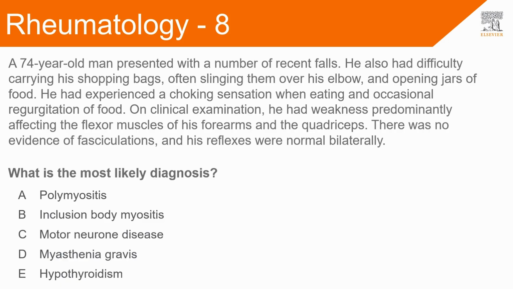We're going to give you 3 more seconds. Have a think, have a consider about this 74-year-old man that's got lots of falls. He's got issues with weakness, swallowing problems, regurgitation, and his main issues are the flexors as well. No fasciculations and normal reflexes. Have a think.